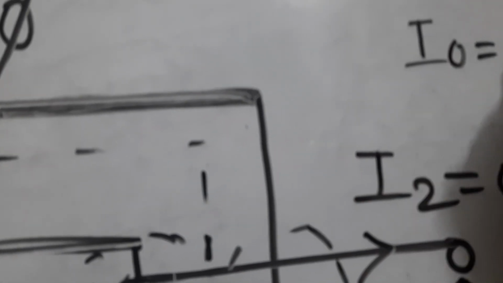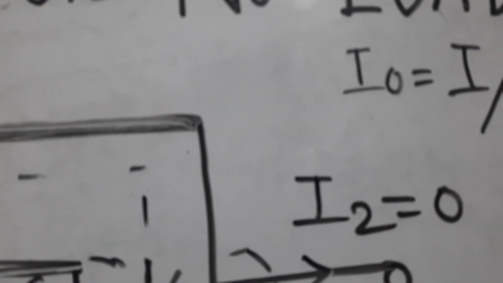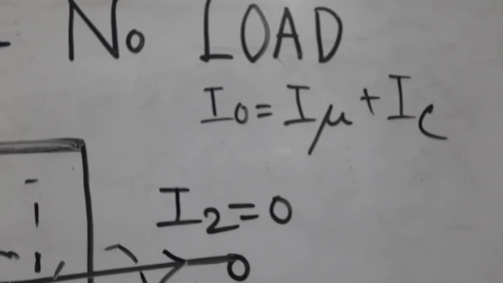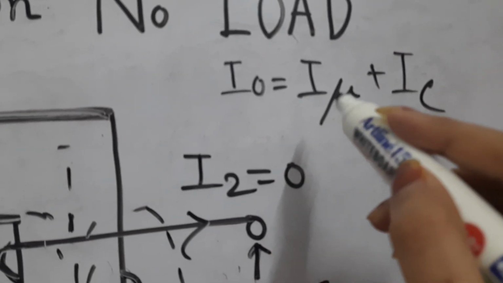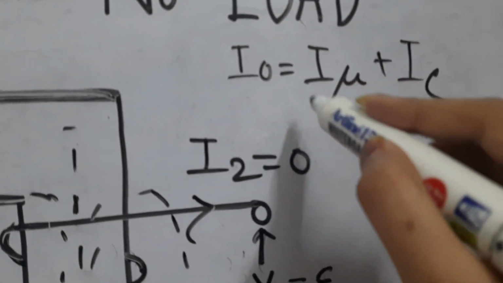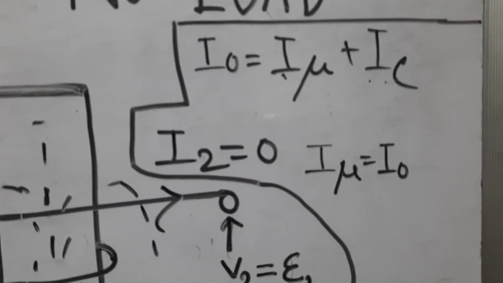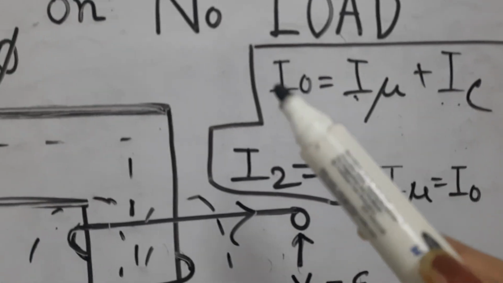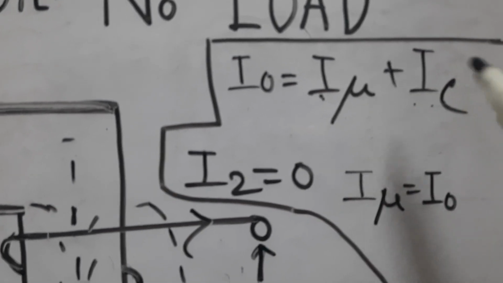So you can see I0 equals I mu plus IC. This one is for core and iron losses and this one is for the magnetizing component. So this primary current is equal to the magnetizing component plus the core loss and iron loss component.